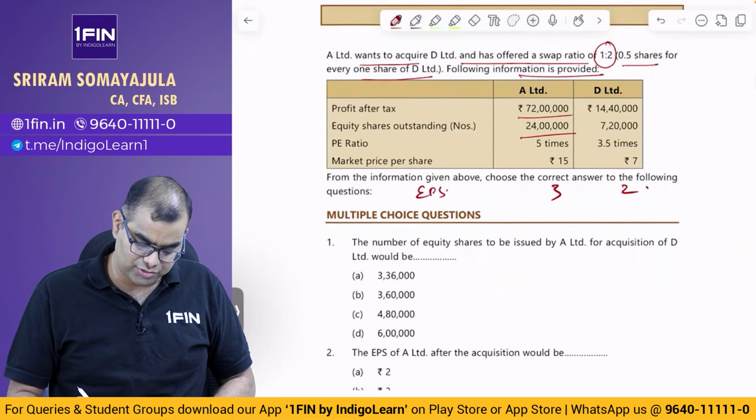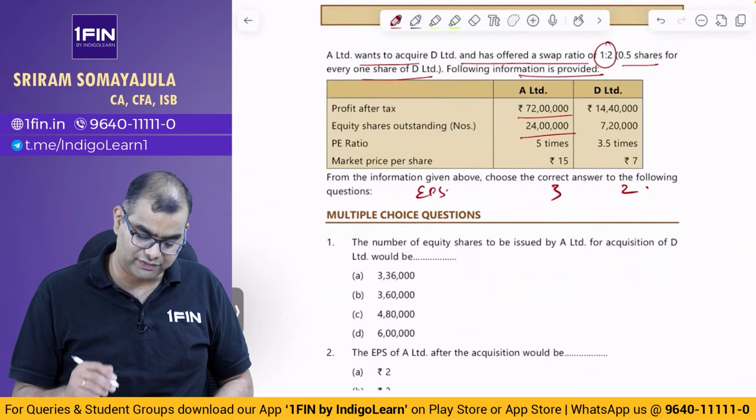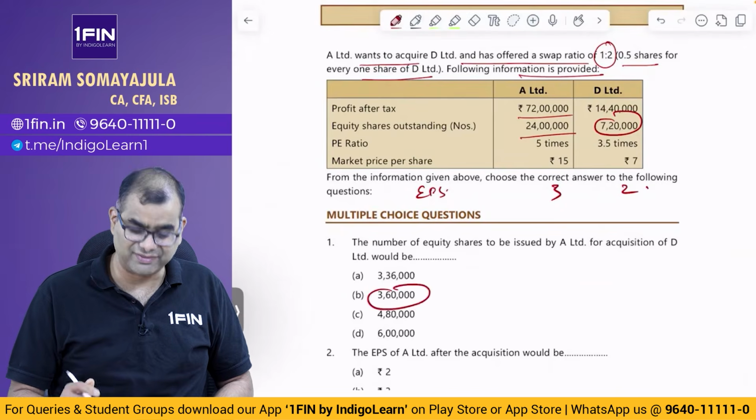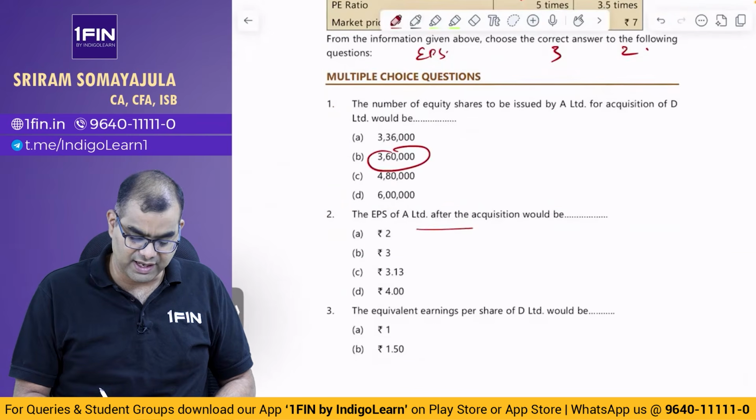Okay, the number of equity shares to be issued by A for acquisition of D. So, for every 1 share, 0.5 shares. So, you have 7.2 lakhs, so you will issue 3.6 lakhs. So, answer is B, very simple. I don't know why they asked. EPS of A after acquisition.